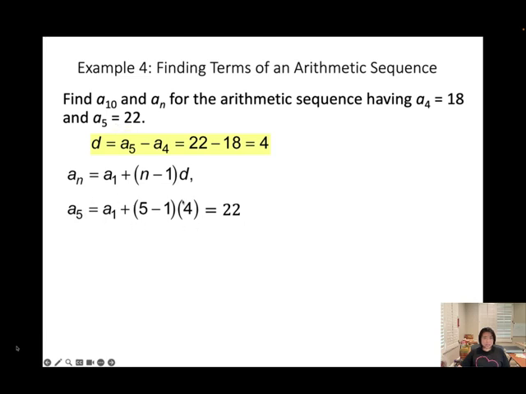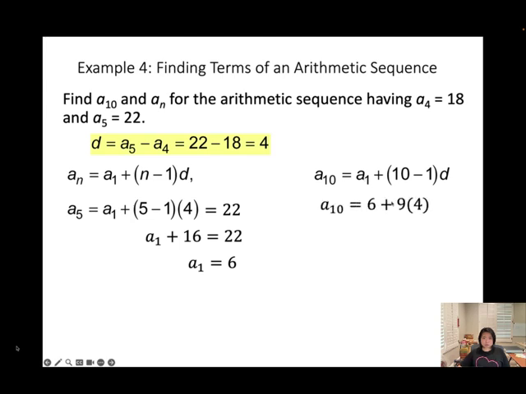Okay, let's simplify it. This is gonna be 4 times 4, which is 16. Subtract it, you're gonna get A1 equal to 6. Now we want to find A10, so plug it in. A1 equal to 6, and then the difference is equal to 4. So you should get A10 equal to 42.